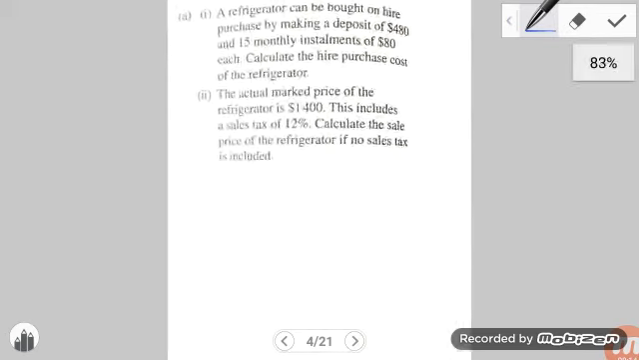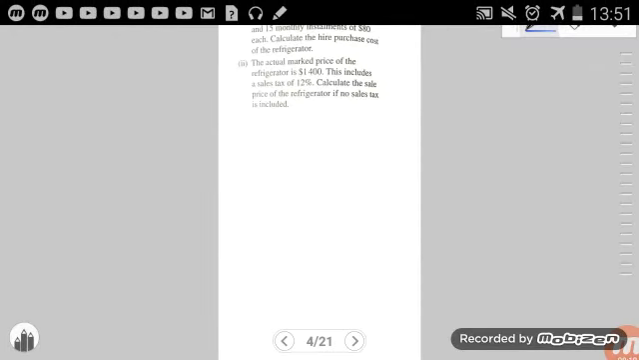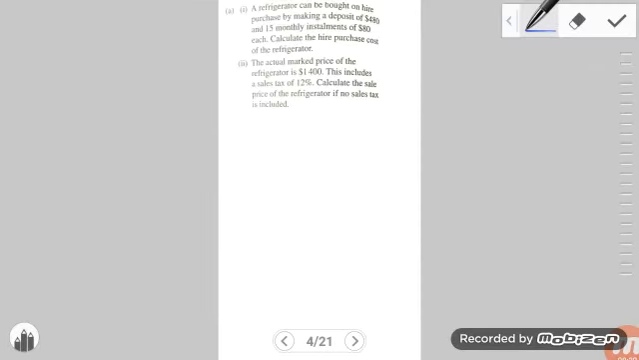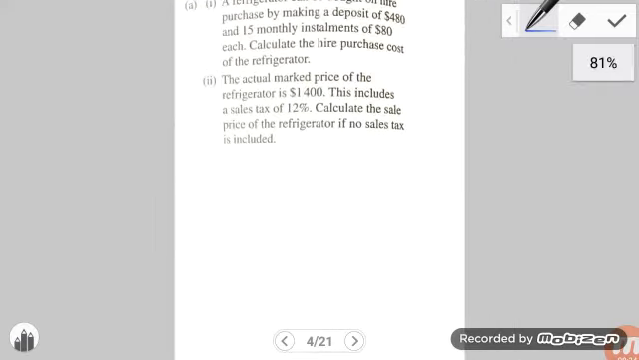this section over here. We're going to be looking at some simple hire purchase. So for the hire purchase here, it says a refrigerator can be bought on hire purchase by making a deposit of $480 and 15 monthly installments of $80 each. Calculate the hire purchase cost of the refrigerator.